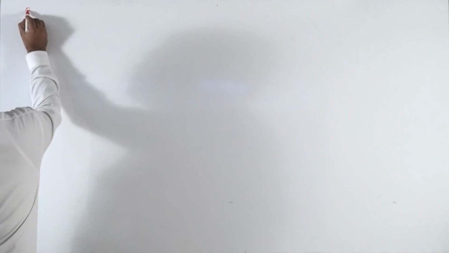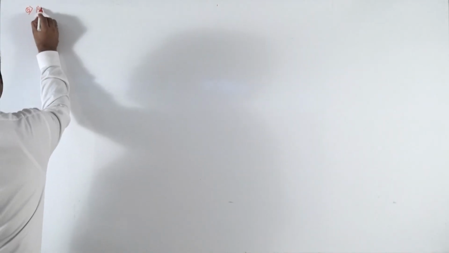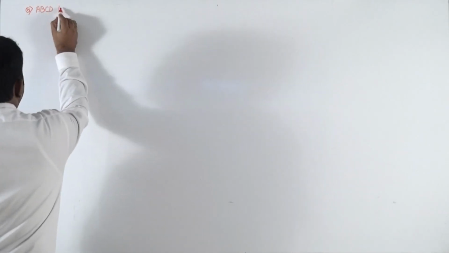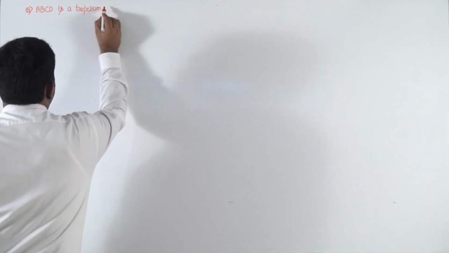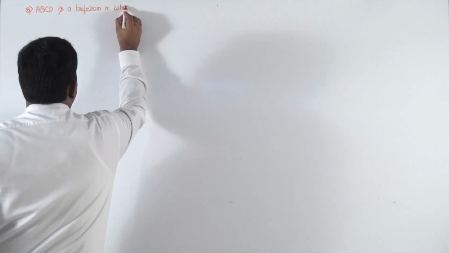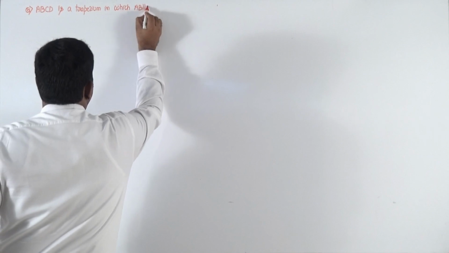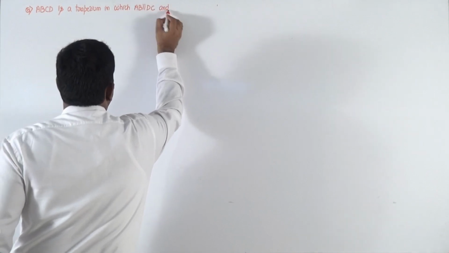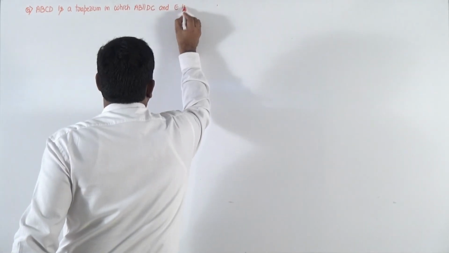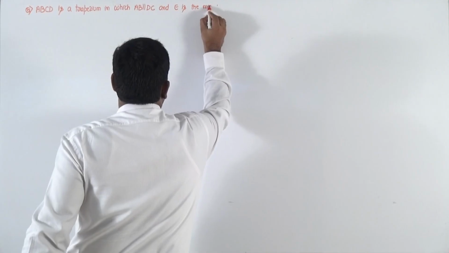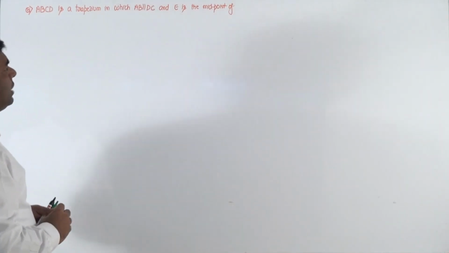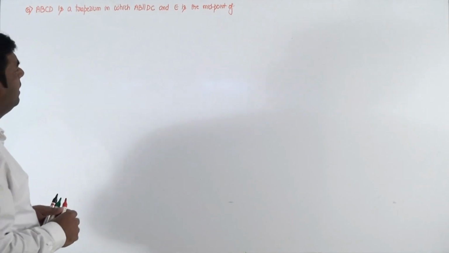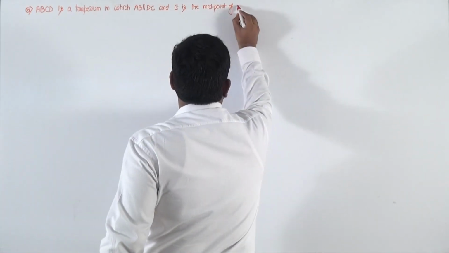Next question is, ABCD is a trapezium in which AB is parallel to DC and E is the midpoint of AD.